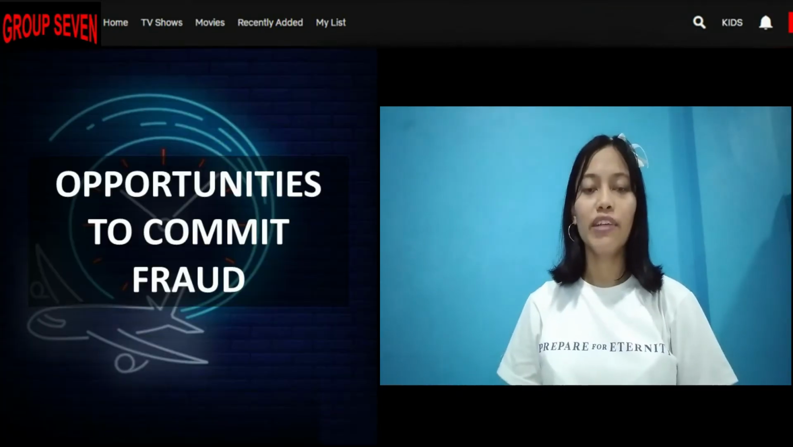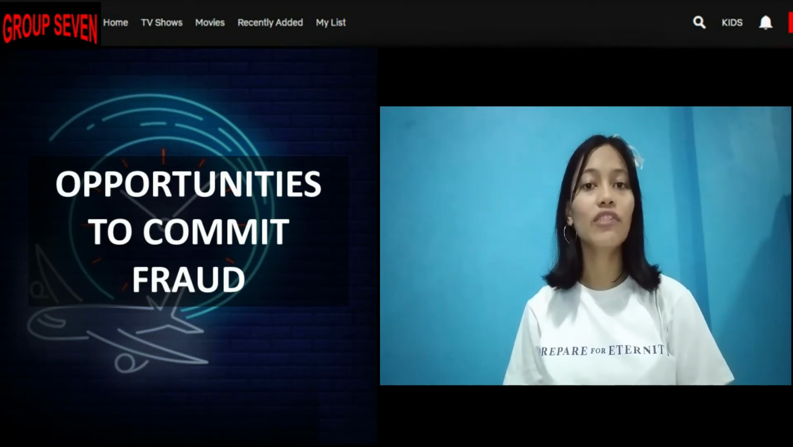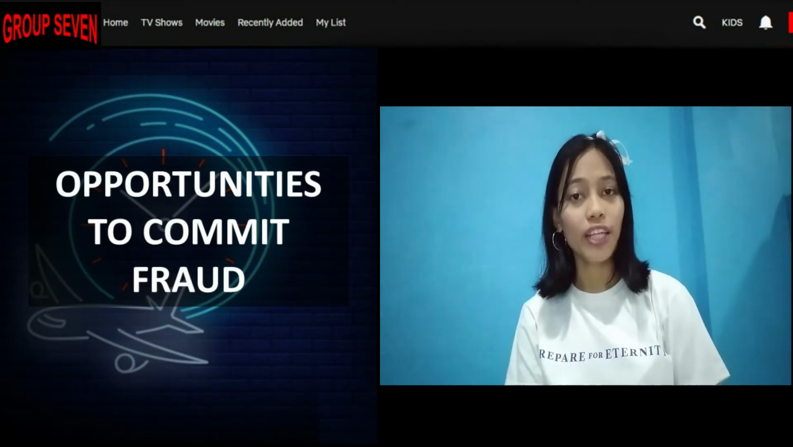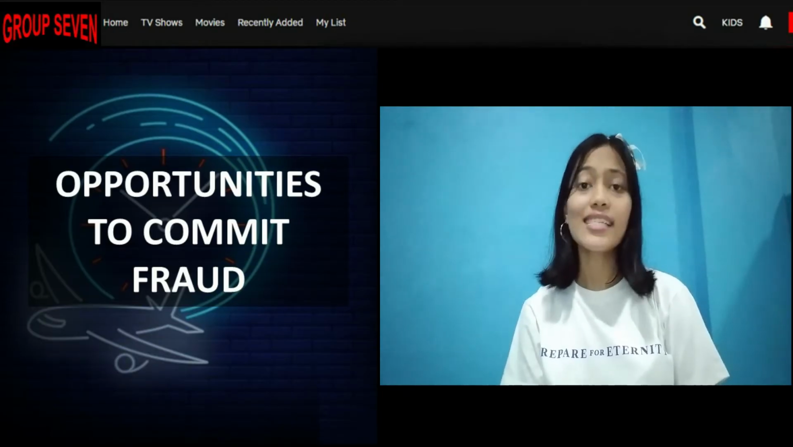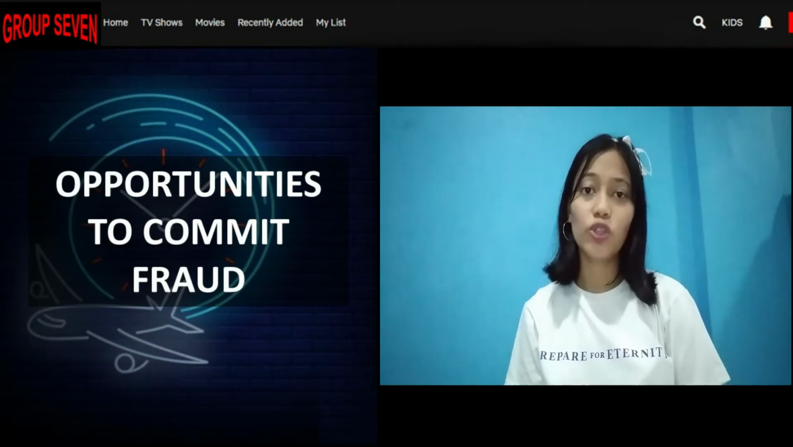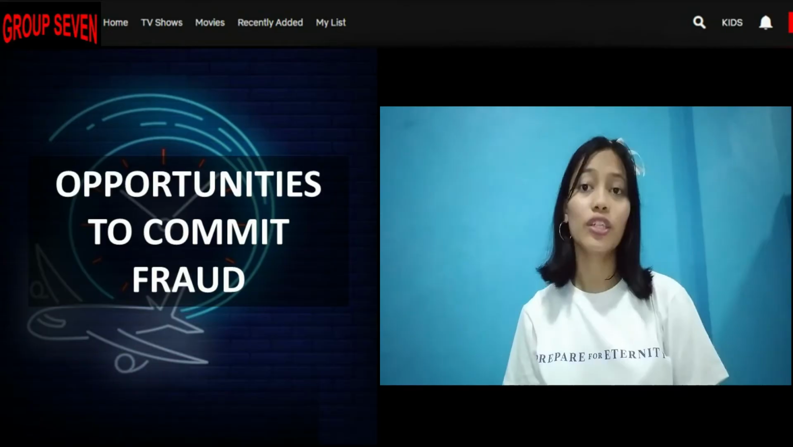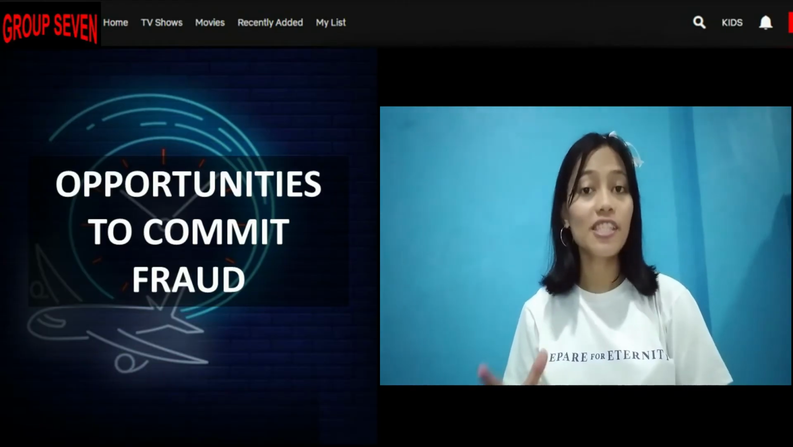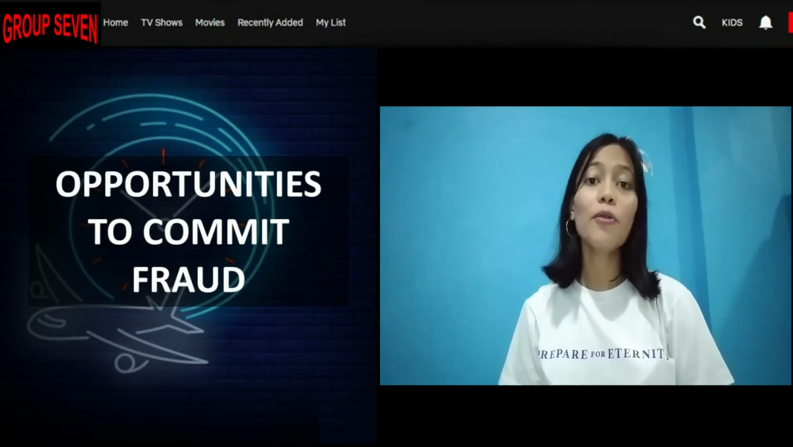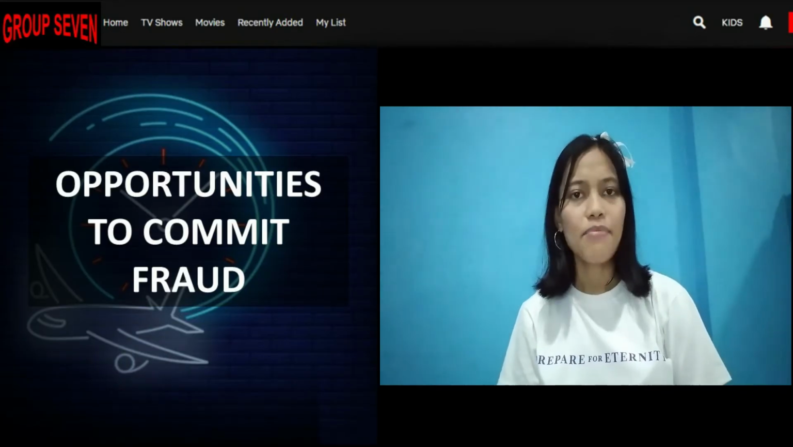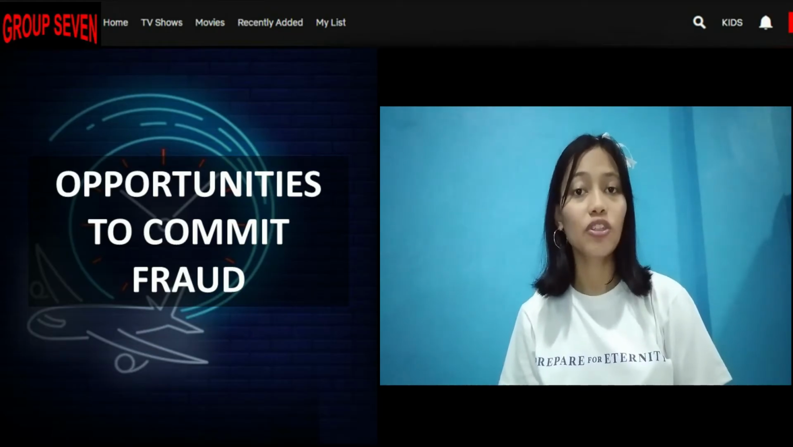The second element in the fraud triangle is opportunities to commit fraud. Opportunities serve as the fundamental in fraud. If fraud is going to happen, there must be opportunity for it to happen. It is obvious that everyone has the opportunity to commit fraud. Pero it's more than that. Hindi porket may pagkakataon ka ay gagawin mo ng fraud. It must be, meron ka ng pagkakataon na gawin yung fraud and meron pang mababang chance na mahuli ka. And what is the main reason kung bakit nagkakaroon ng opportunity ang mga tao to commit fraud?